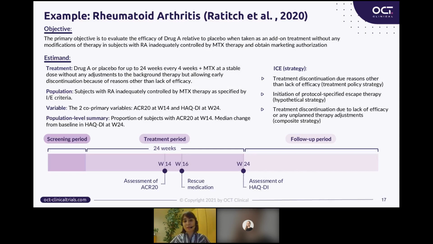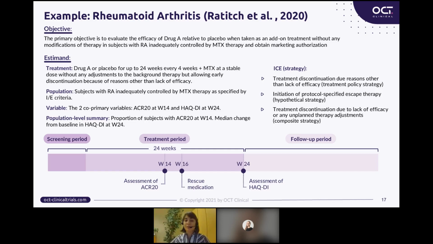The next example is from the paper by Bohdana Ratitch and co-authors, defining efficacy estimands in clinical trials, examples illustrating ICH E9 Revision 1 guidelines. The study from this example was not originally planned with the estimand framework in mind, so the authors tried to retrieve the necessary information from the description of methods in published materials. It was a confirmatory trial of an injectable biologic agent in subjects with rheumatoid arthritis inadequately controlled by methotrexate. The drug or placebo were administered in combination with a stable background methotrexate therapy.